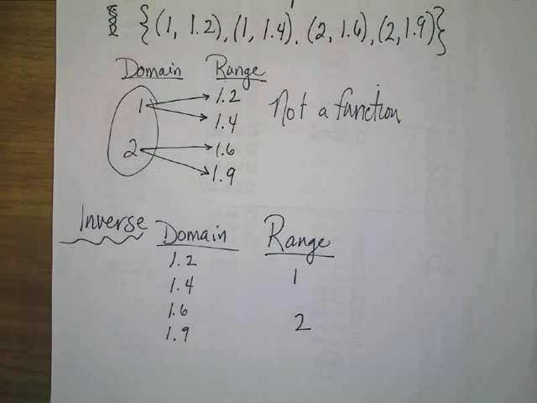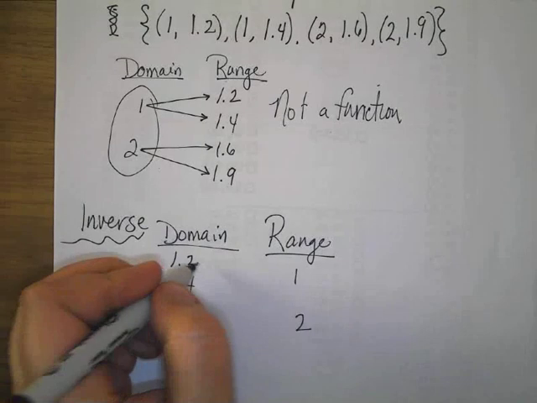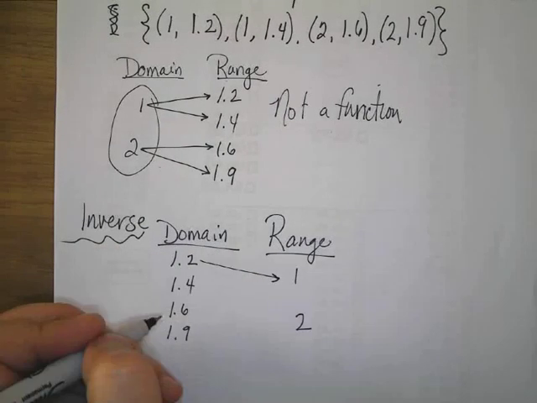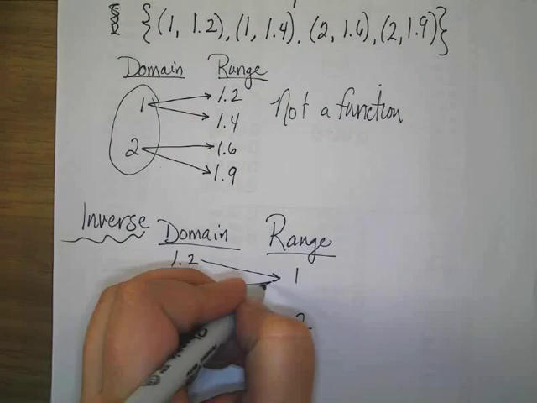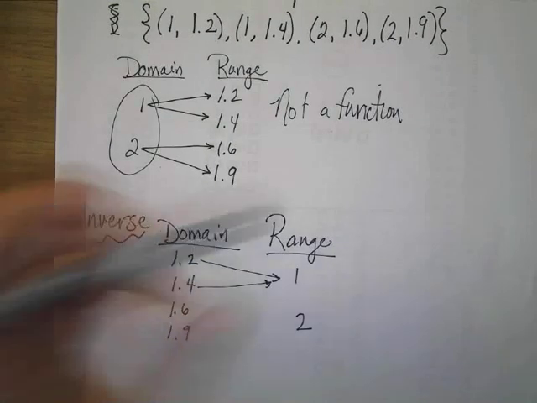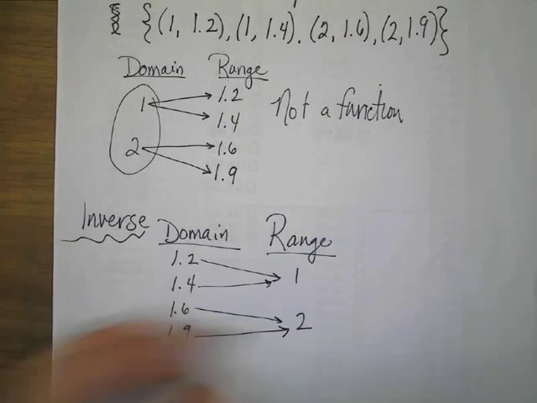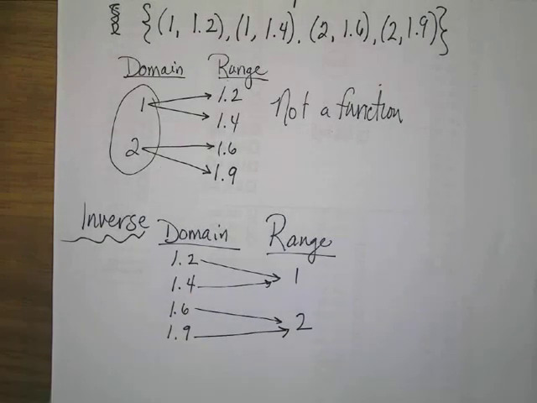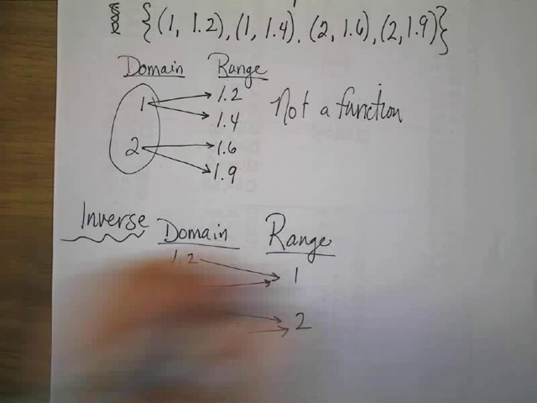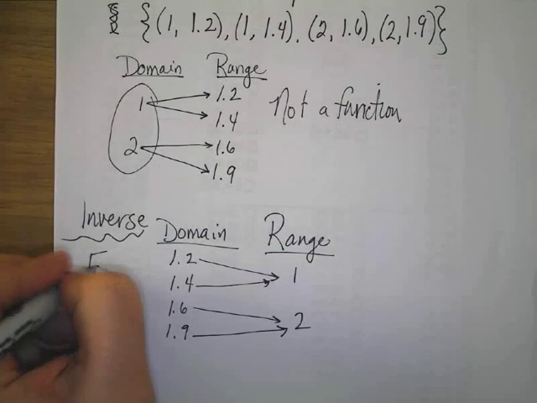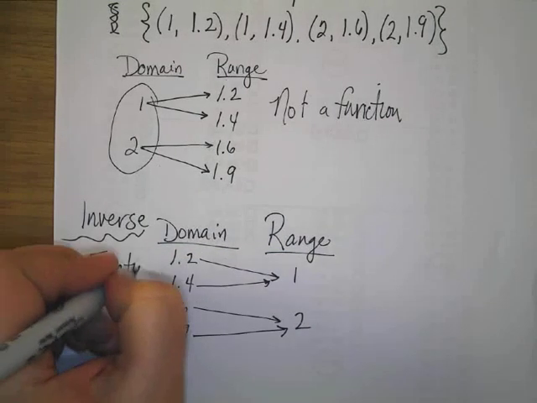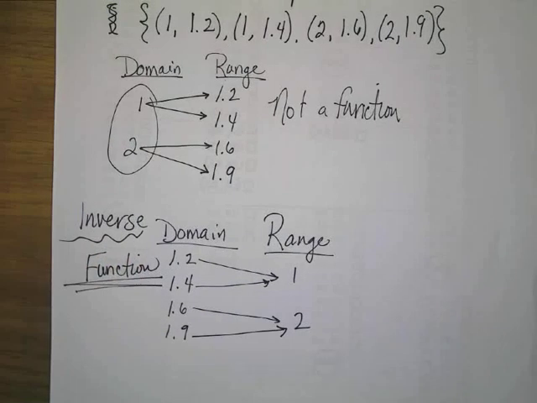And then we draw our arrows again. So 1.2 went to 1. 1.4 went to 1. Is it okay for 2 x's to go to the same y? Yeah. And then here. And then here. So is the inverse a function? Yes. Yes. Okay, so that was an example I made up. Now let's do the actual example.